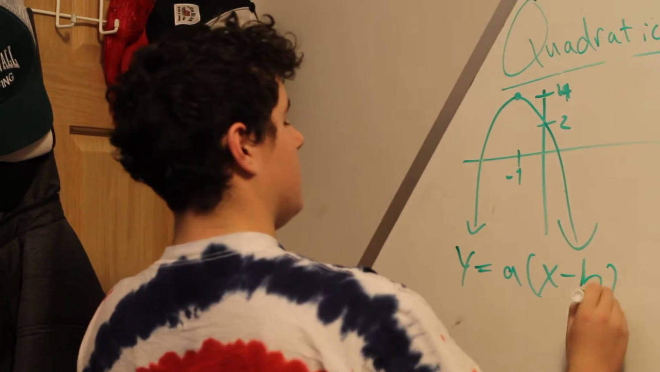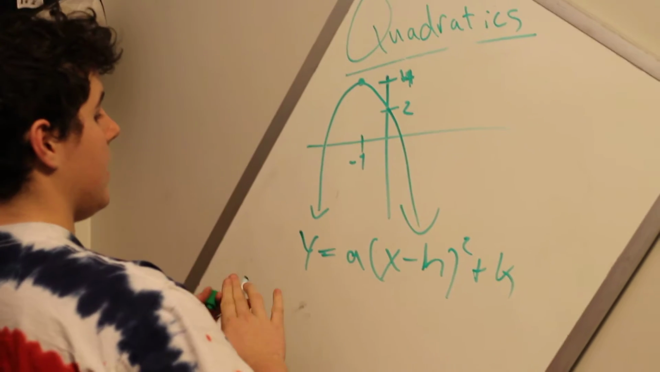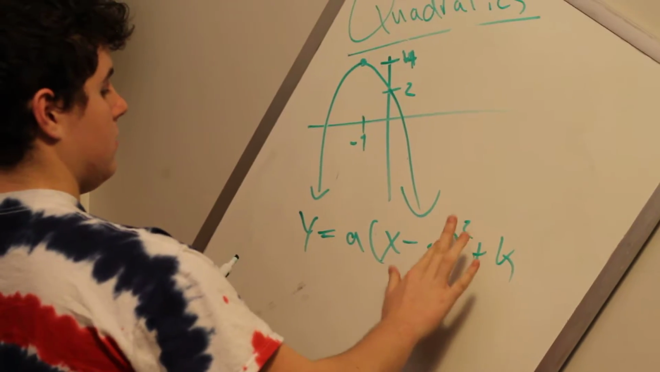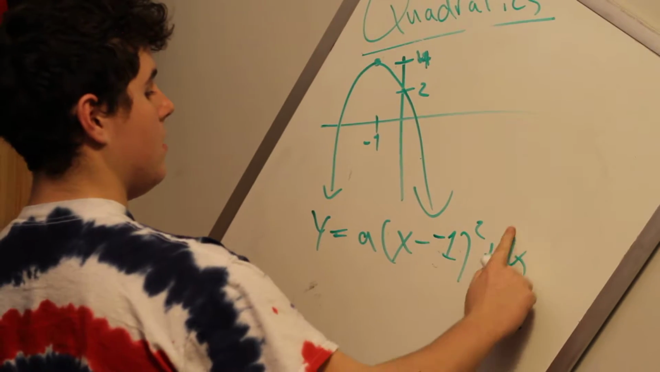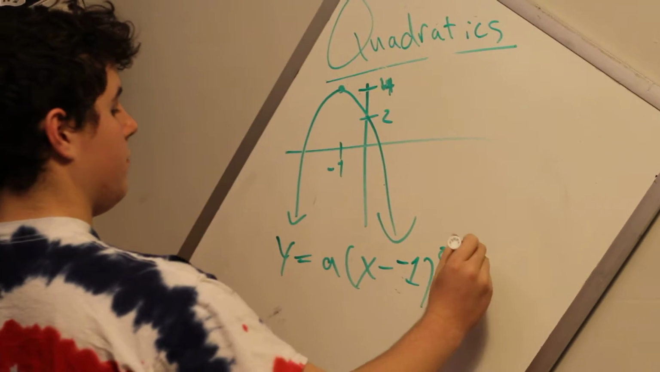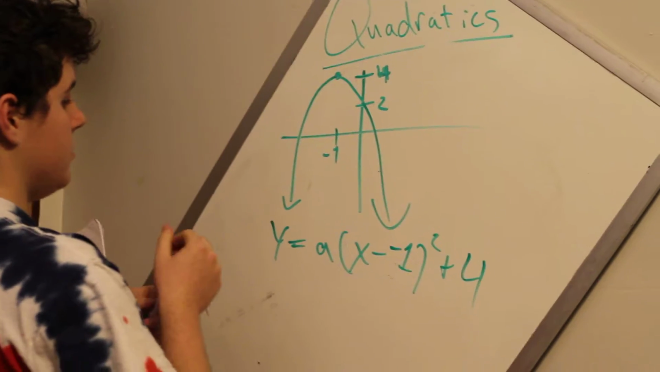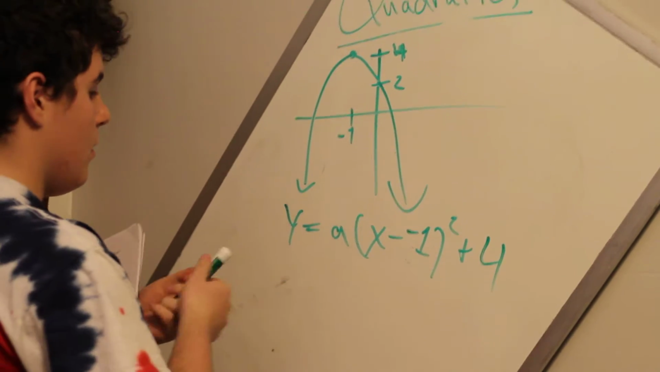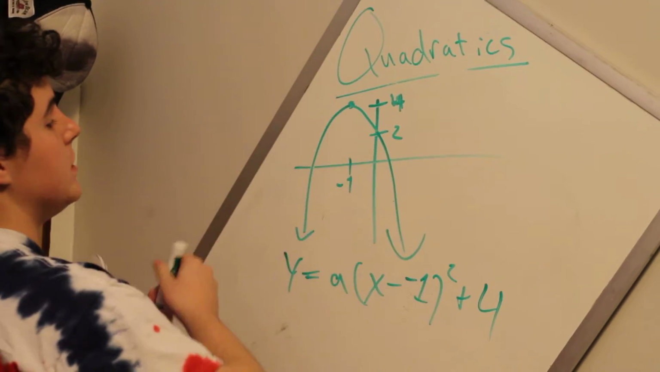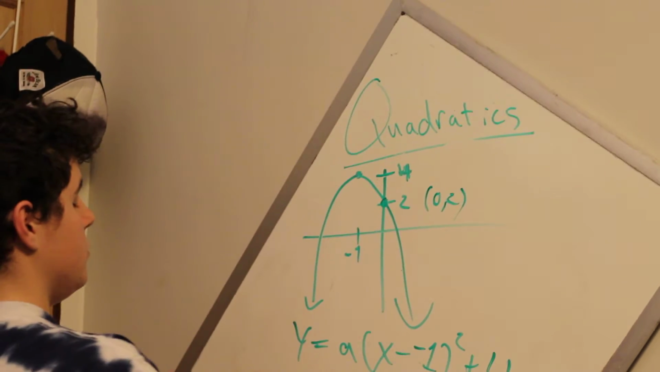Now we see that our vertex lines up to -1, 4, so we say y equals a times (x minus h) squared plus k. We fill in those values of h and k. So in this case, it's x minus -1, plus 4. And now what we have to do is solve for a. So how do we do that? Well, all we have to do is plug in this point. We see we have a point right here, that point being 0, 2.